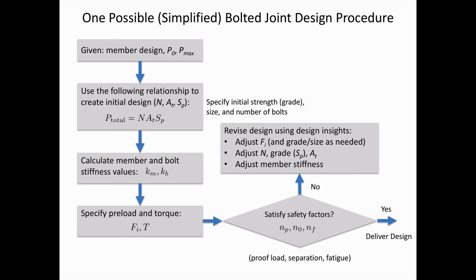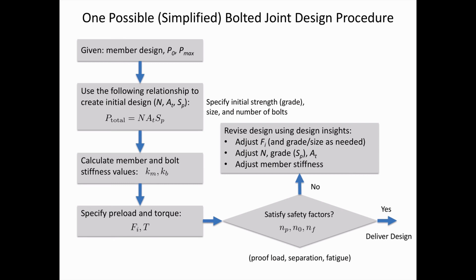And so this is where some of the design insights that we've talked about earlier come into play. It's helpful to understand the influence that certain design decisions have on different aspects of bolted joint performance. So we may need to adjust preload, but as we talked about before, increasing preload is going to require a stronger bolt. We may need to increase the grade or the size of the bolt. We may need to also look at increasing or decreasing the number of bolts in the assembly. We may need to adjust the grade and the tensile stress area or the size of the bolt.